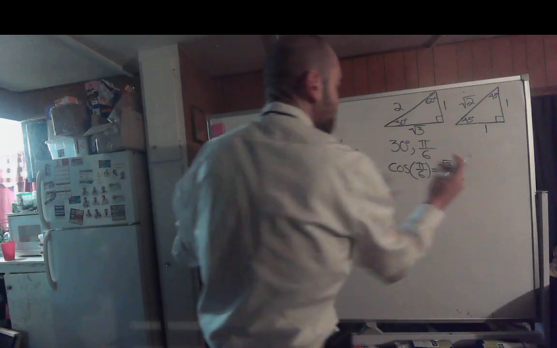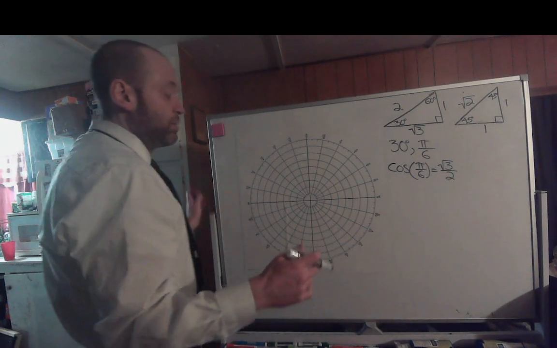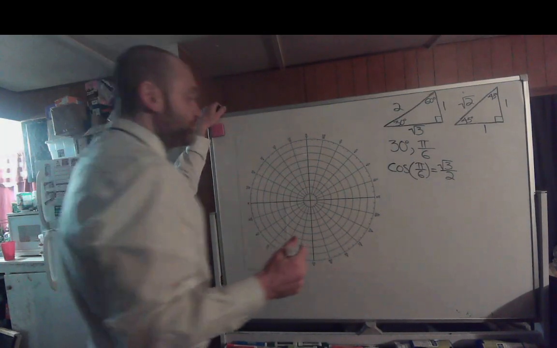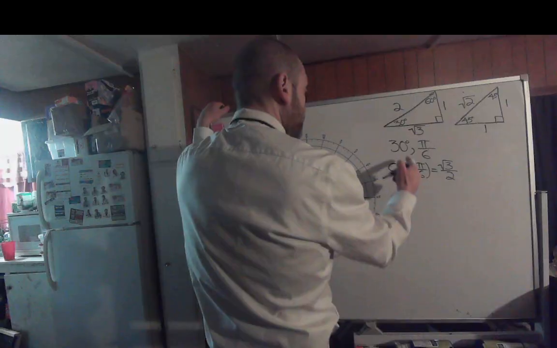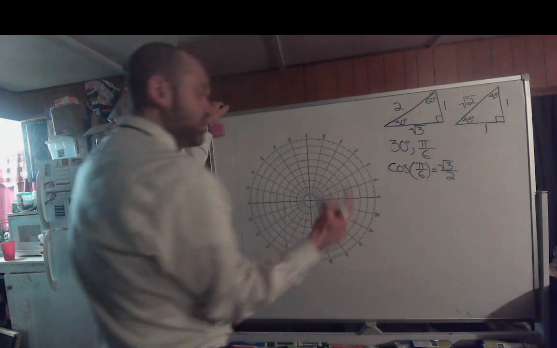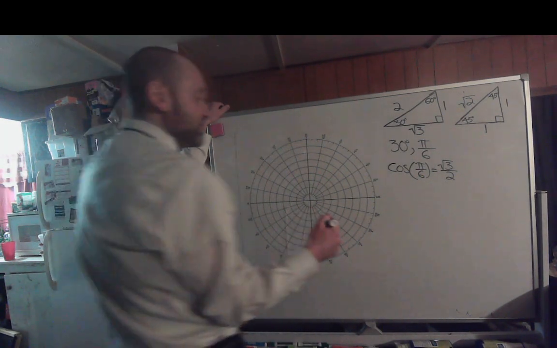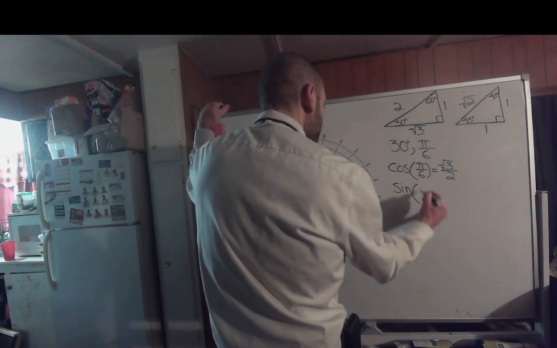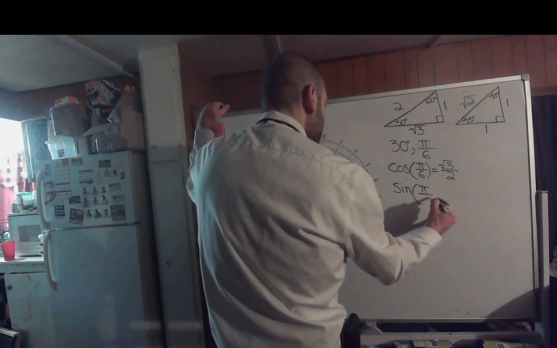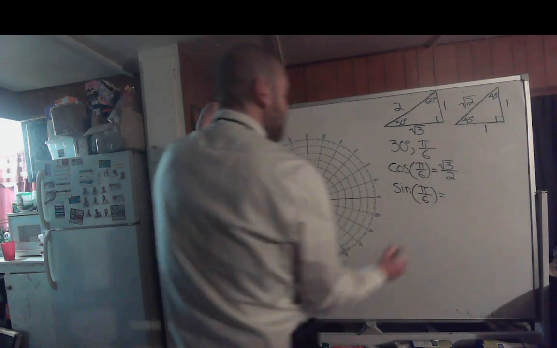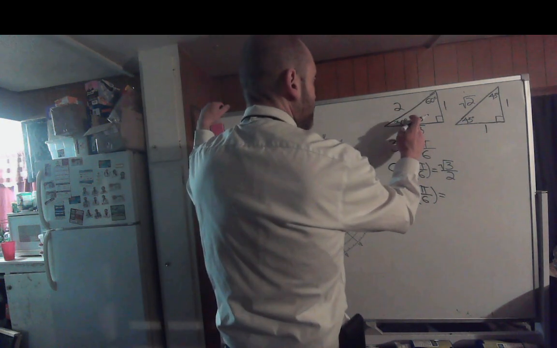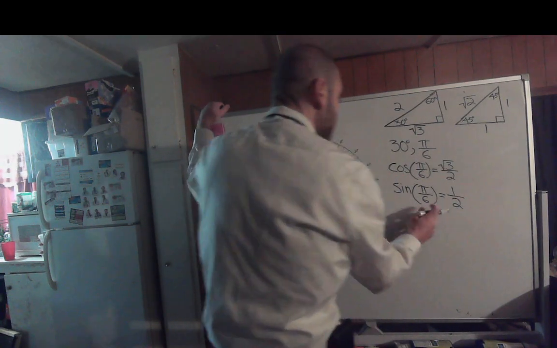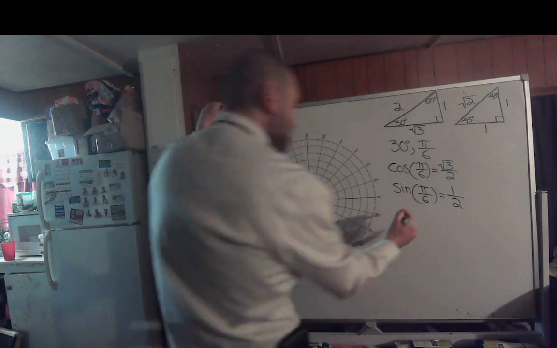I am going somewhere with all these, don't worry, but I want to start in the first quadrant. So, square root of 3 over 2 for the cosine of pi over 6. Now the sine of pi over 6, of course, opposite 30 is 1, so that'd be 1/2.